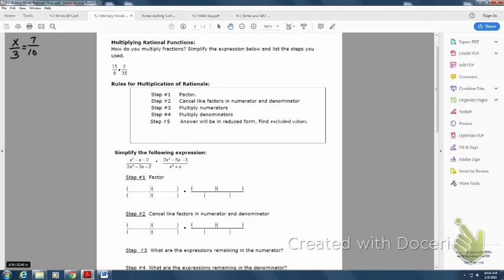Just multiply straight across. Okay, 15 times 2 is 30. 8 times 35 is 280. All right. And then you can simplify it to 3 over 28, that's as far as that one will go. Okay. So whenever you're just multiplying two fractions, all you're going to do is just multiply straight across.